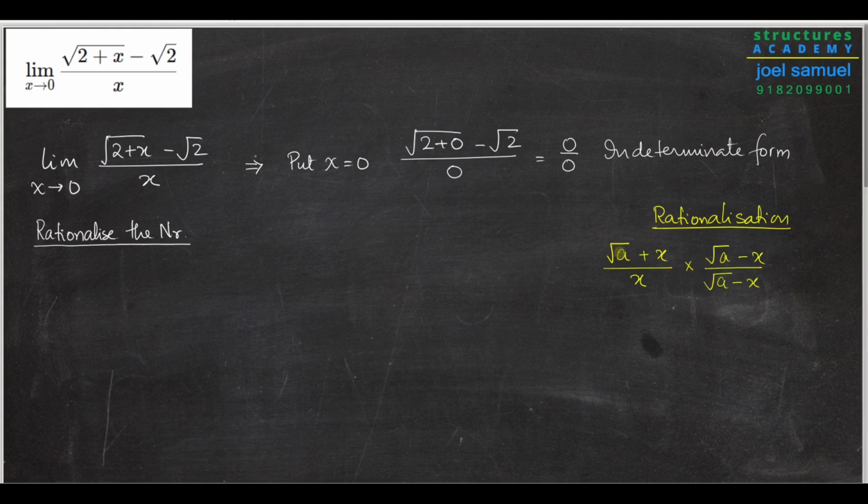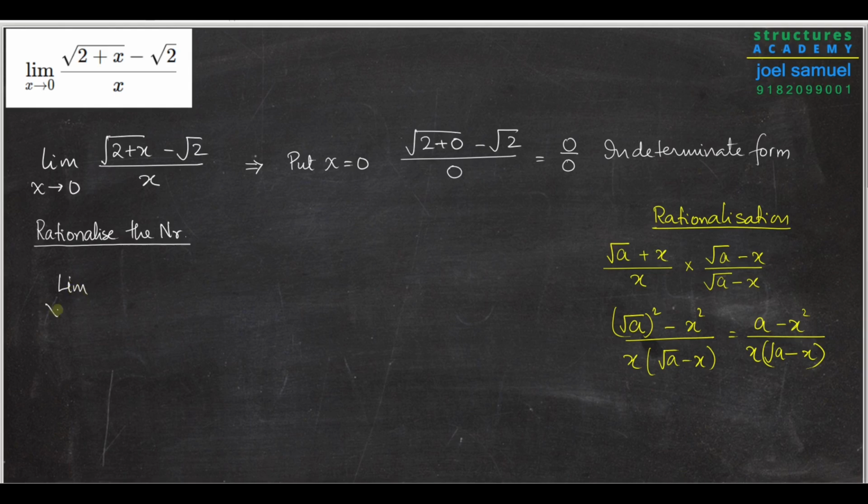So what we have essentially done is introduce the (a plus b) into (a minus b) form, which gives us a square minus b square, thereby eliminating the square root term. So this becomes (root a) whole square minus x square, divided by x into (root a minus x), or we could write this as a minus x square over x into (root a minus x). So let us employ this technique in our question.